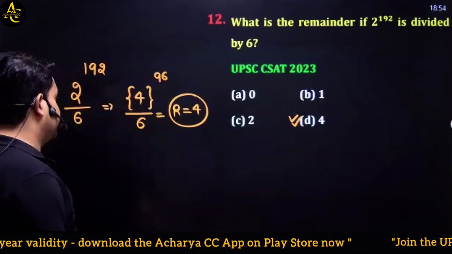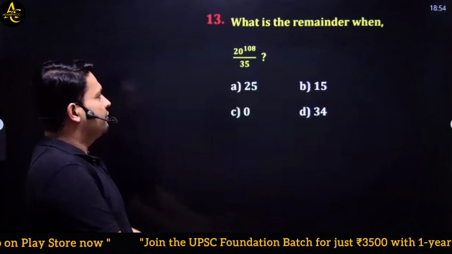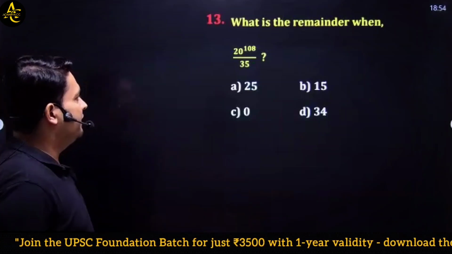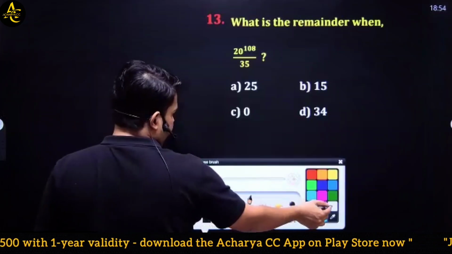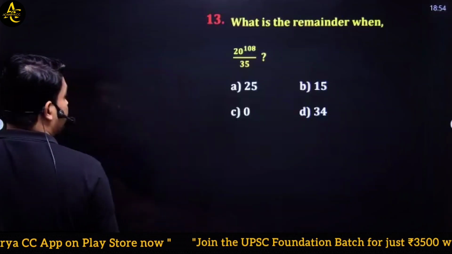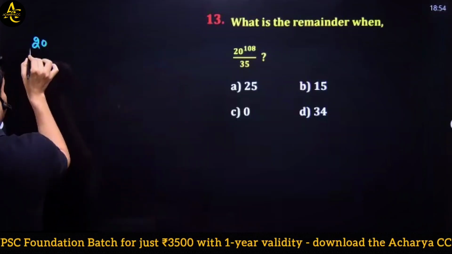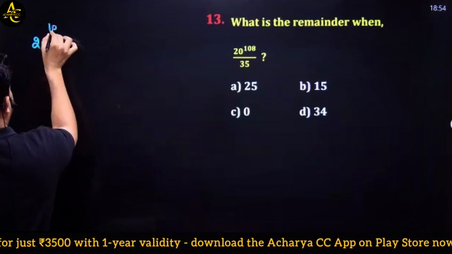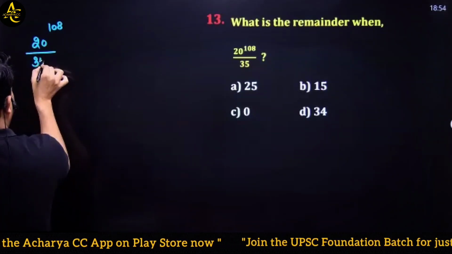Very good. Next. Now we have some questions in this form. 20 to the power 108 divided by 35. What will be the remainder? I will solve it for you, then you will solve other questions. See, I have 20 to the power 108 upon 35, because there are certain patterns to solve such kind of questions.